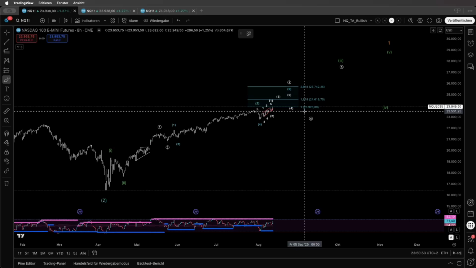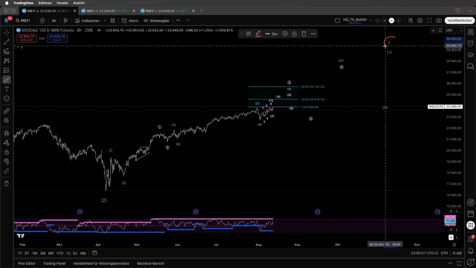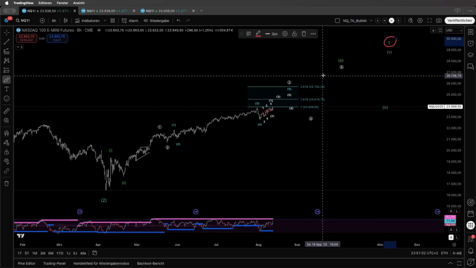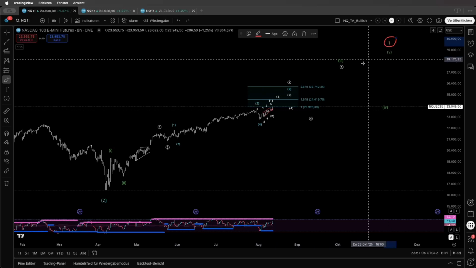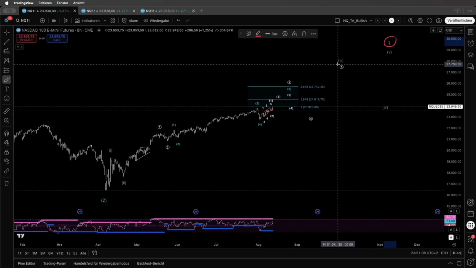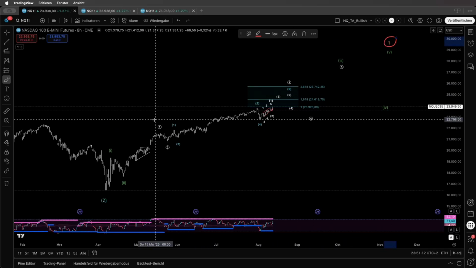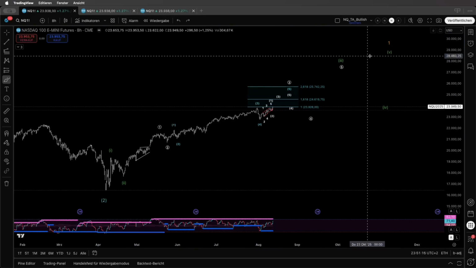Okay, so first of all, let me start like this. I'm not talking about degrees right now, because the degrees can shift at any point. If we get extensions or something different here, we have to see. So I've labeled this in different colors right now.